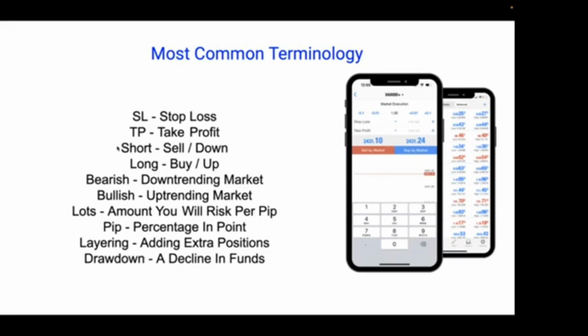Lots is the amount you will risk per pip, and a pip is the percentage in point. What this basically means, and I'll share this a bit further on, is just how much money you're going to make as each market moves.